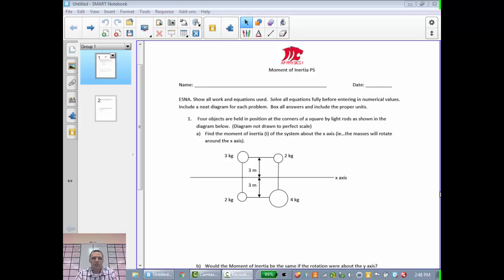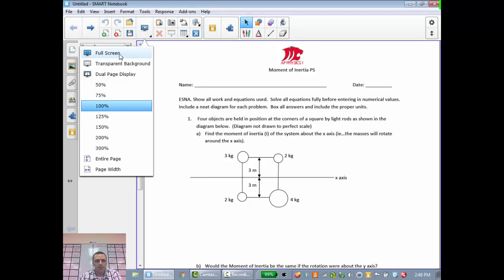Away we go. Number one: four objects are held in position at the corners of a square by light rods as shown in the diagram below. The moment of inertia, I, of the system about the x-axis will be which of the following? To get this started, let me go full screen here.